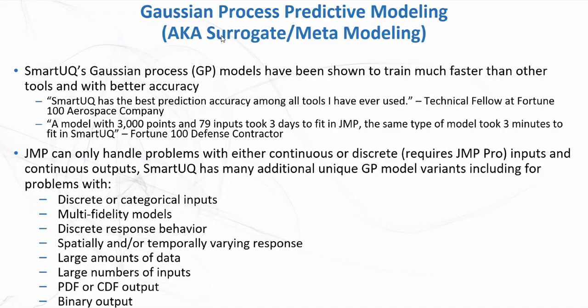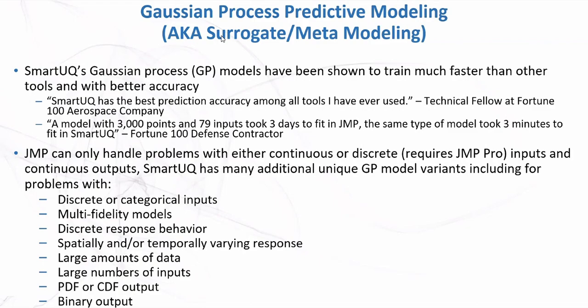So for Gaussian process models, SmartUQ has models that train much more quickly and with better accuracy than not just what is available in JMP, but than Gaussian process models however they are traditionally implemented. But as compared to JMP, we can see some examples here of, for a given data set, it taking 3 days to train the model in JMP and 3 minutes to train it in SmartUQ.